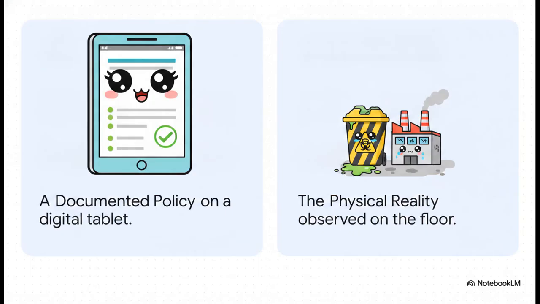Because there is a massive difference between what's written down and what's actually happening, right? You might be holding a digital tablet that displays a flawless, meticulously documented waste management policy, but objective evidence demands you look up from that screen and check the physical reality on the factory floor. A perfect corporate policy means absolutely nothing if the actual hazardous waste bins right in front of you are overflowing or if physical waste segregation processes are being completely ignored by the staff.